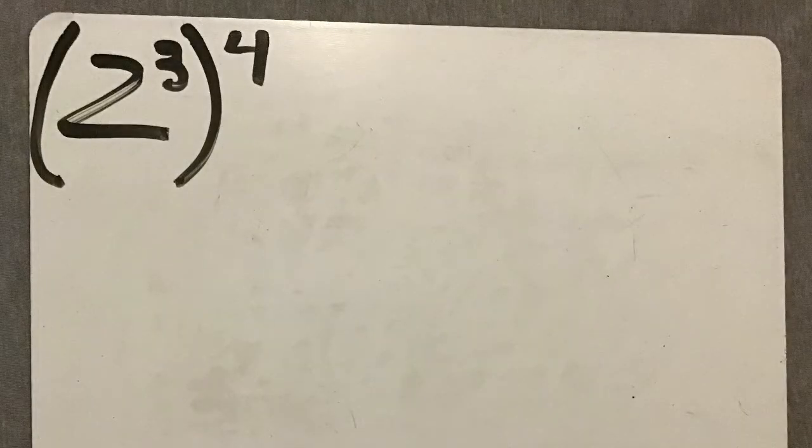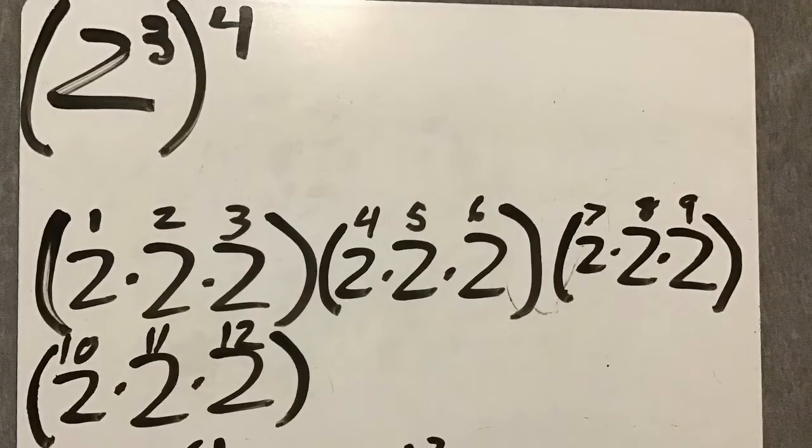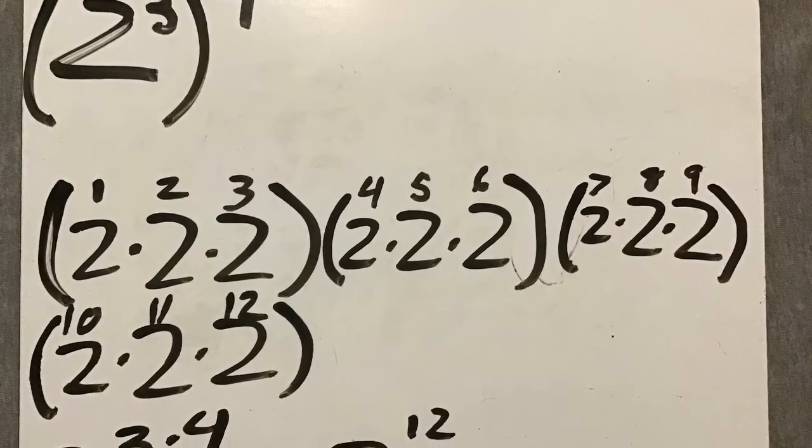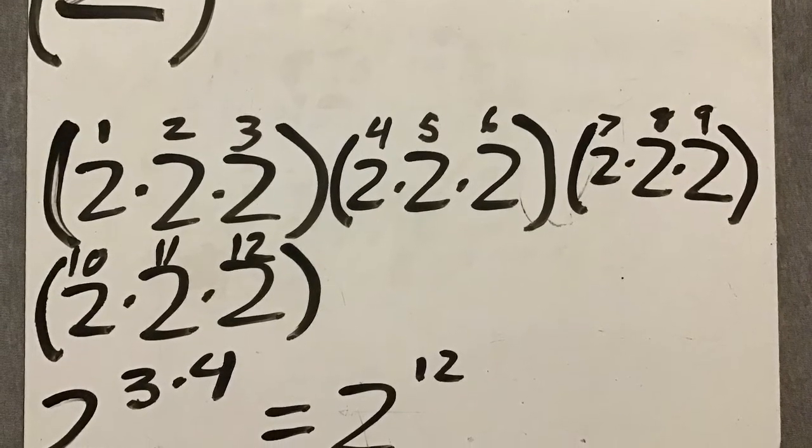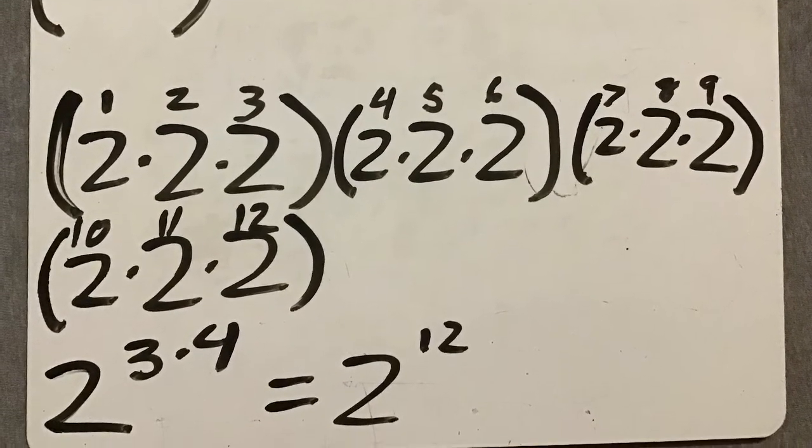For another example, I have 2 to the third raised to the fourth power. This means I have 4 groups of 3 2's. 3 times 4 equals 12, so I'm left with 2 to the 12th power.